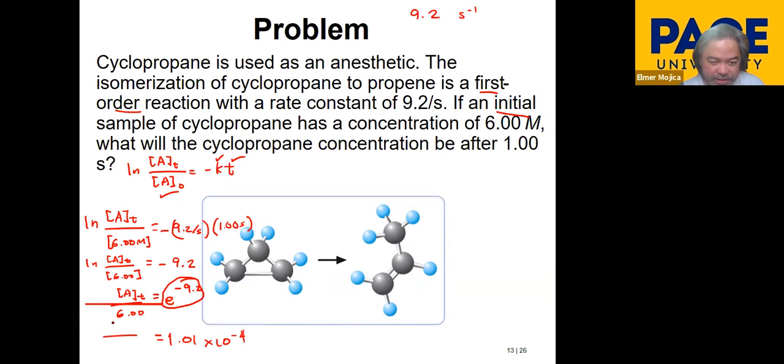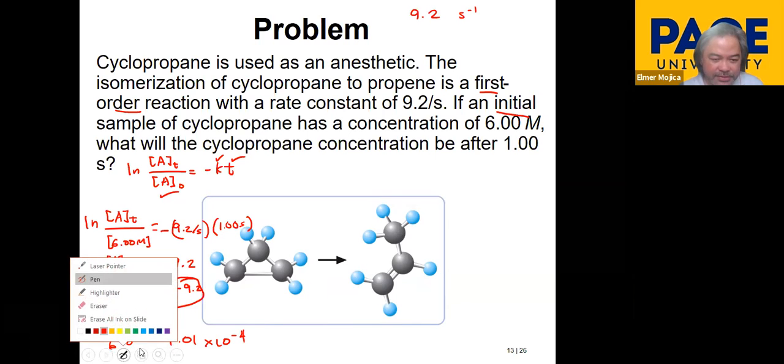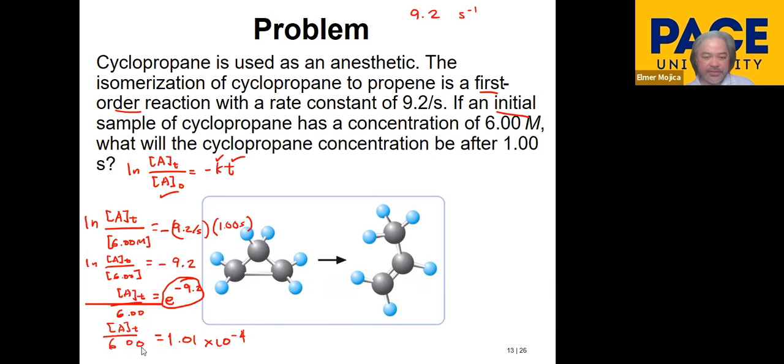And we cannot get the A(t) here because all we need to do is what? Cross multiply, right? So multiply it by 6. So A(t) now is 6.06 or 6.1 times 10 to the negative 4.